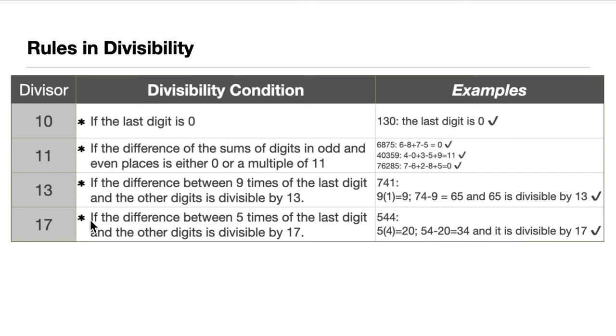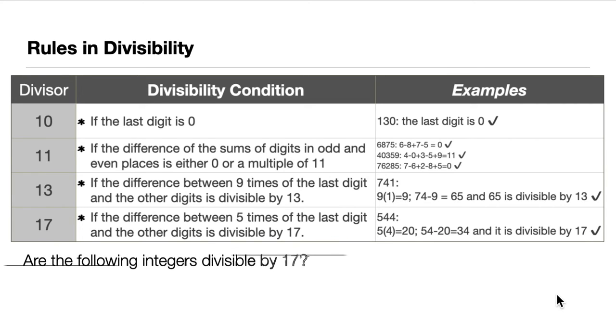Let me read that once. If the difference between 5 times the last digit and the other digits is divisible by 17, then the number is divisible by 17. For example, we have 544. We multiply the last digit, the ones digit, the units digit by 5. 4 times 5 is 20. Deduct that from the remaining numbers, 54. 54 minus 20 is 34, and indeed 34 is divisible by 17. That's 17 times 2, 34. So that's how you get it.